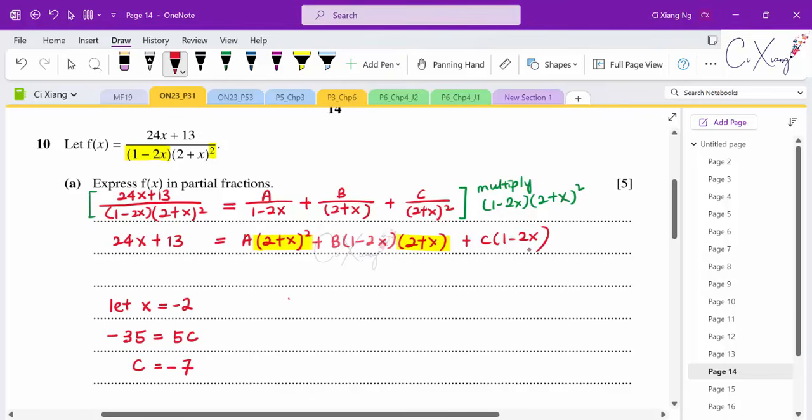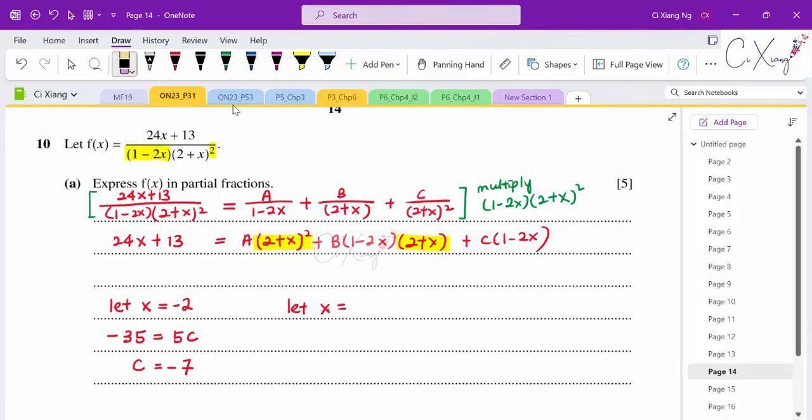Okay, then let's look at the next linear factor. Just now I tried to make 2 plus x become 0. Now I'm looking at the linear factor 1 minus 2x. What is the value that I should substitute so that this blue linear factor becomes 0? By right, I should substitute x equals half, so that this bracket will become 0. Again, substitute x equals half into every single x in the equation. So substituting x equals half, the left hand side here, by right, you should get the value 25.